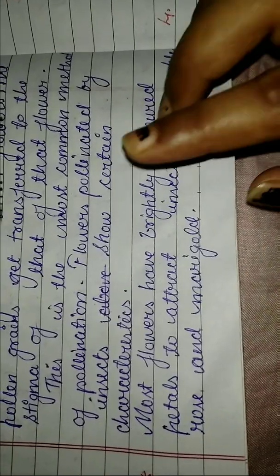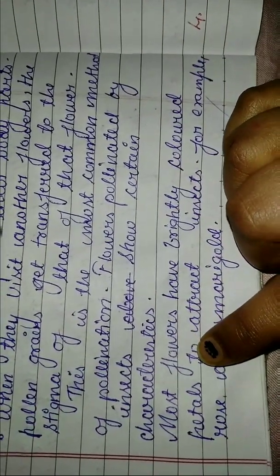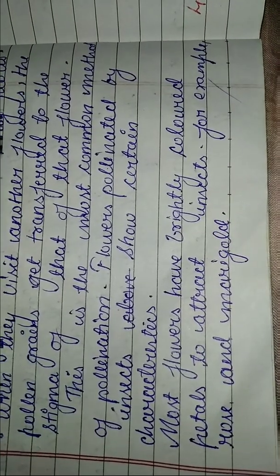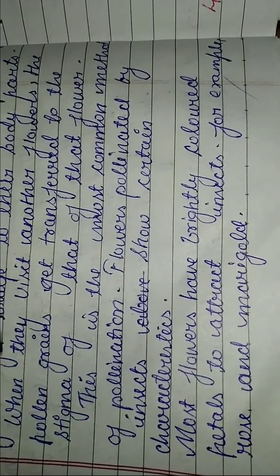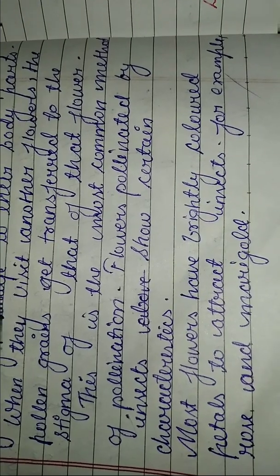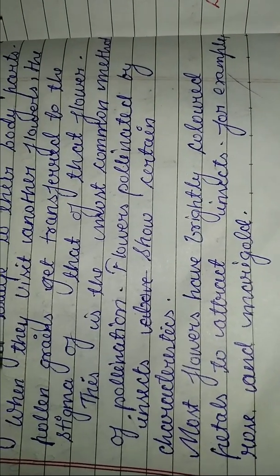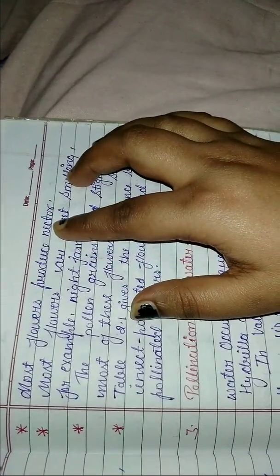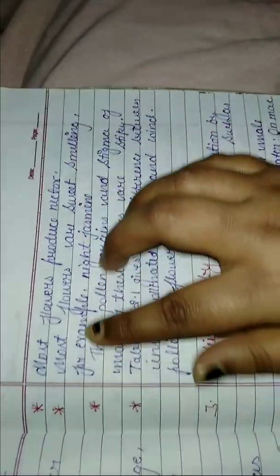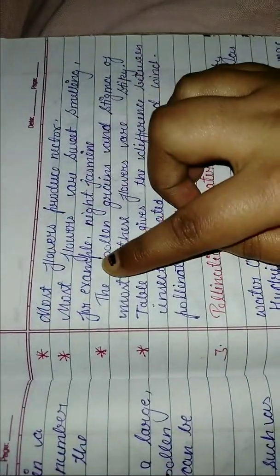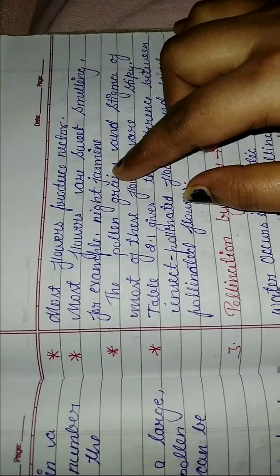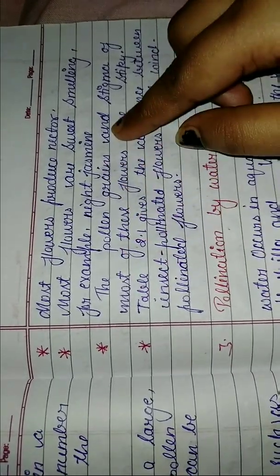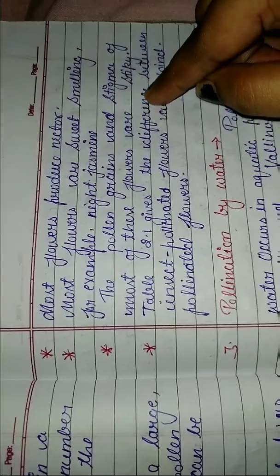Flowers pollinated by insects show certain characteristics. First, most flowers attract insects by the bright colors of their petals, for example rose and marigold. Most flowers produce nectar, which is also used as an attracting thing for insects. Most flowers are sweet smelling, for example night jasmine, which is also an attracting thing. The pollen grains and stigma of most of these flowers are sticky.